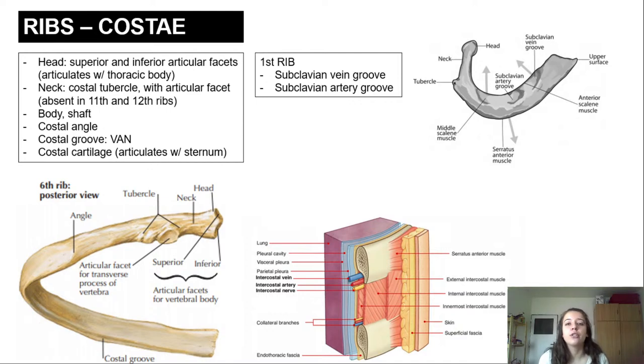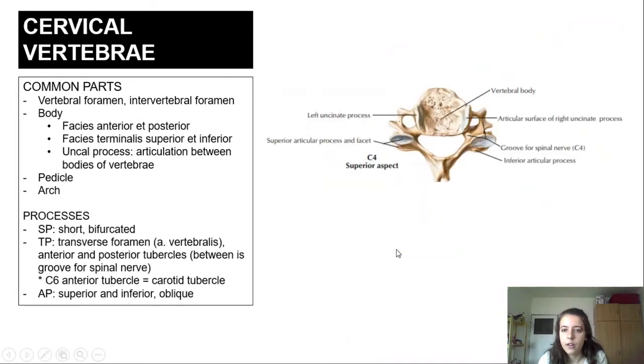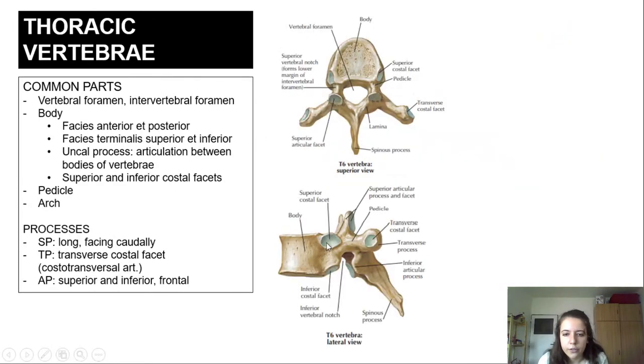So what is the general structure of a rib? We're gonna have three parts of it: the head, the neck, and the body. The head is going to have the superior and the inferior articular facets for articulation with the body of the vertebrae. So just imagine it, we have the superior and the inferior, this is for articulation with the vertebrae.